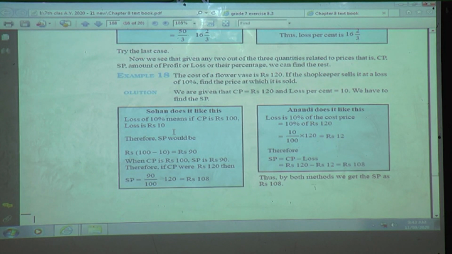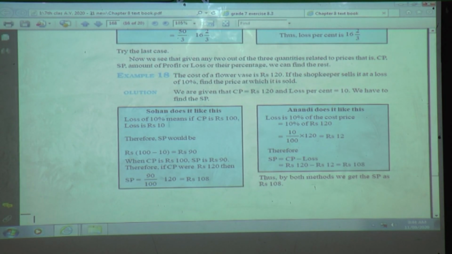So here also we have two different methods. You can prefer one of the convenient methods which you feel is easy. So in this way we can try to solve. We will see both the methods, then you choose which is the easiest method to solve this example. Now Sohan does it in this way and Anandi does it in this way. We will see one by one.